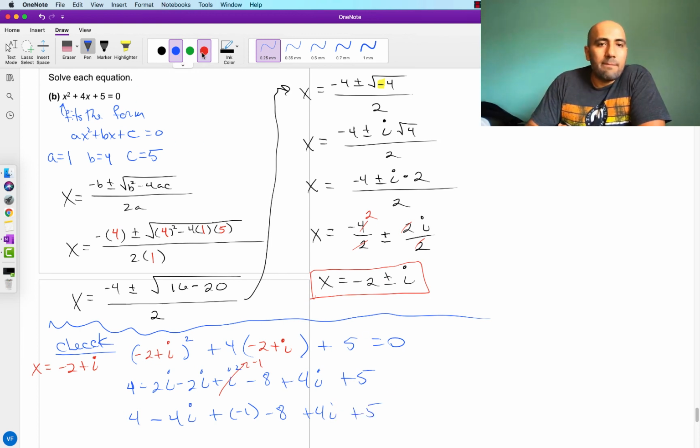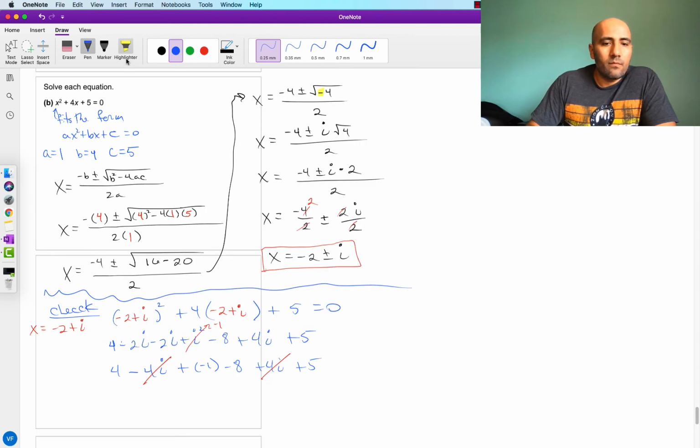So plus 4i minus 4i, these guys easily cancel. And then I get 4 minus 1, that's going to be a 3. So I end up with 4 minus 1 minus 8 plus 5. And that's going to be equal to 9 minus 9. That's equal to 0. Yep, that works out.